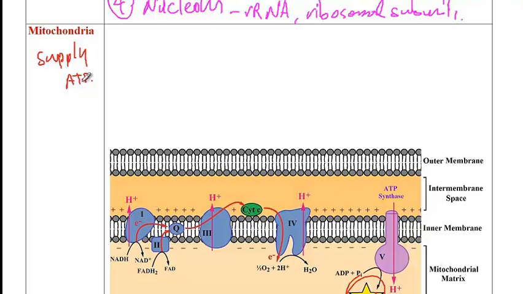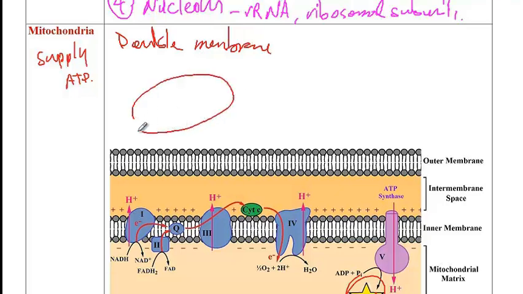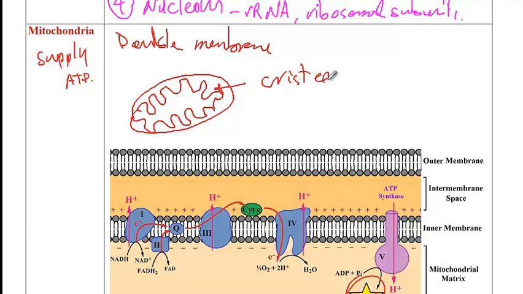So the function of mitochondria is again to supply ATP. It's bound by a double membrane, and then the inner membrane. So here I just showed you the structure of the mitochondria, and then the inner membrane has many folds, and these folds are actually called cristae. So there are many folds that are called cristae, and the function of these cristae is to increase the surface area of the inner membrane.